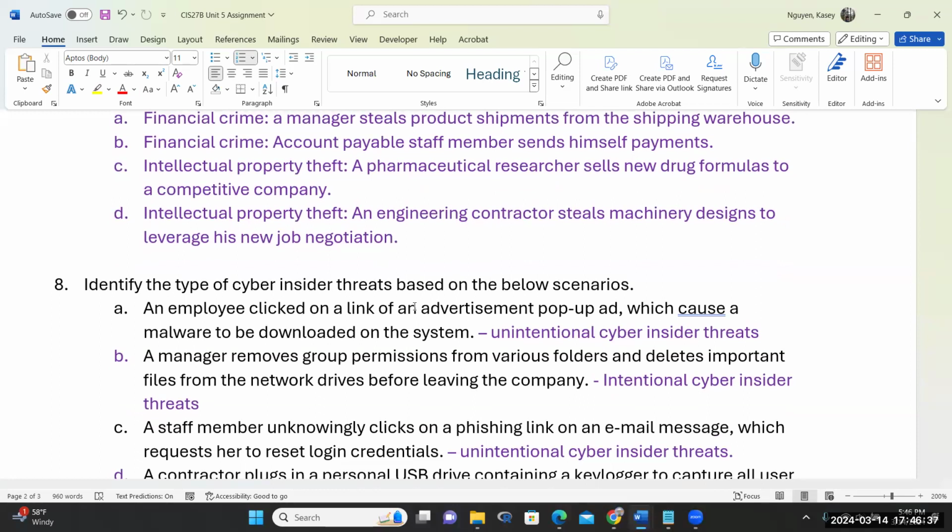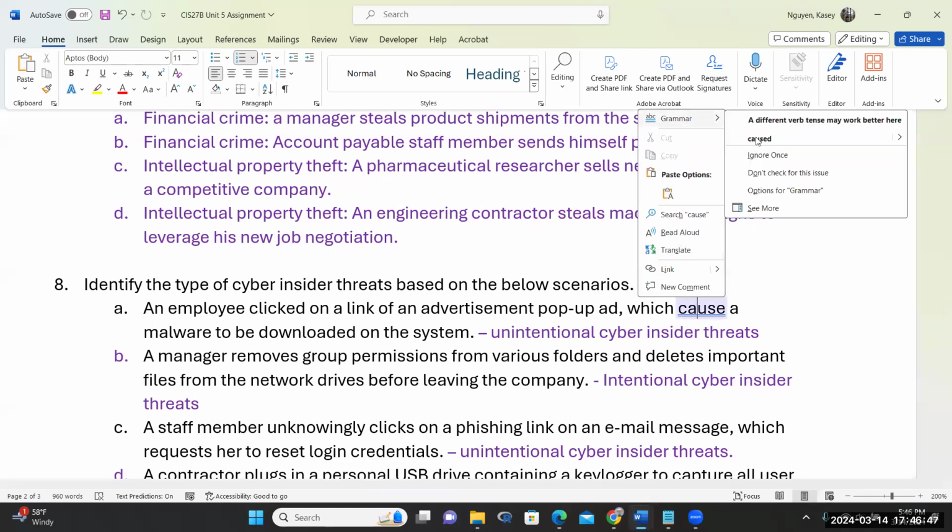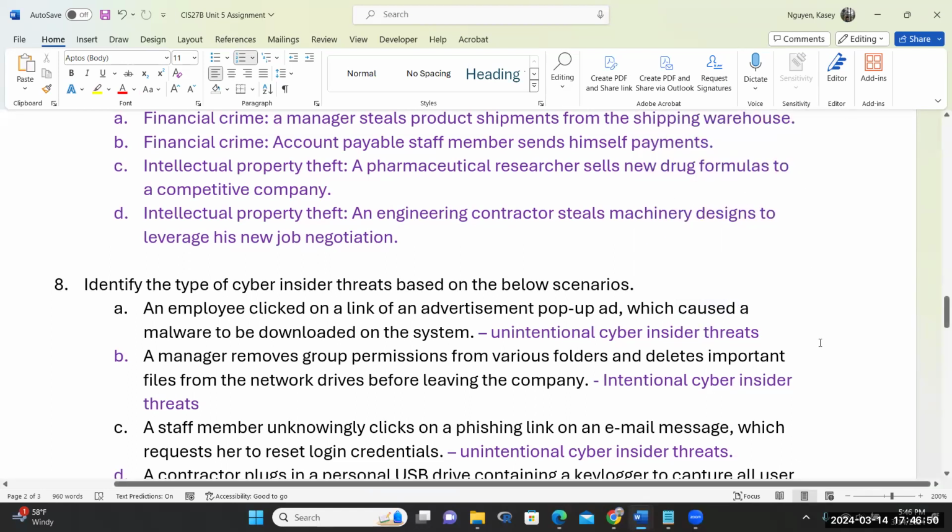An employee clicked on a link, an advertisement pop-up ad, which caused malware to be downloaded on the system. I think I have a grammatical error here. It could be unintentional, right? It looks like they didn't know what they were doing, so it's an unintentional cyber insider threat. Even if they're careless, it still falls under unintentional. So similar to the prior question, you have to distinguish between intentional and unintentional.